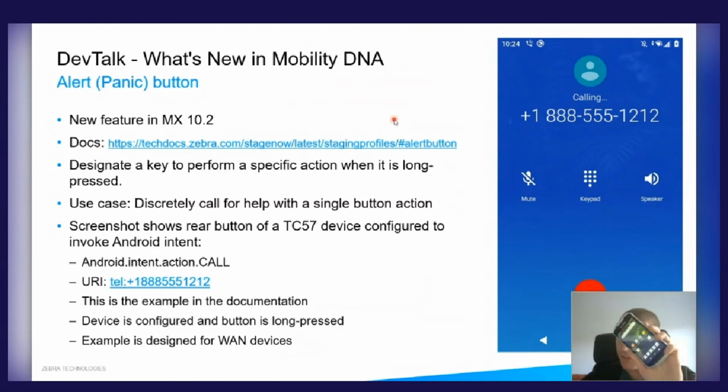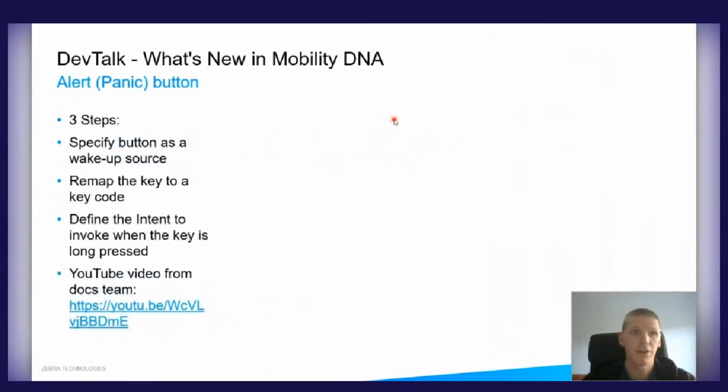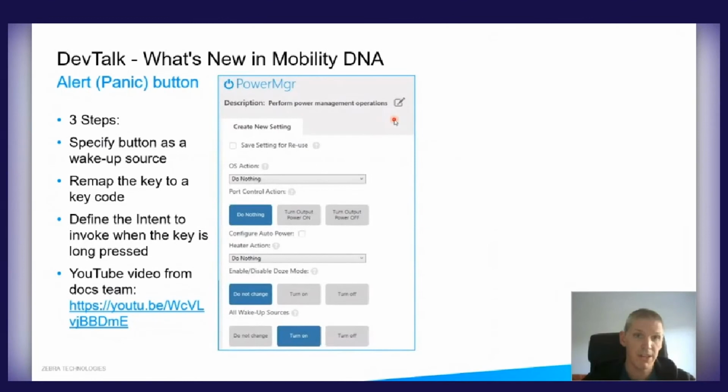So the example here, and I've already got this device set up. This is a TC57, so it has a SIM card in it, and it actually has this button on the back here, this discrete button, which was originally for triggers. If you had like a plastic trigger that goes on the bottom. Anyway, so what you do, if you want it to call a number when you press that, even when the screen is off, you can use MX to do three things.